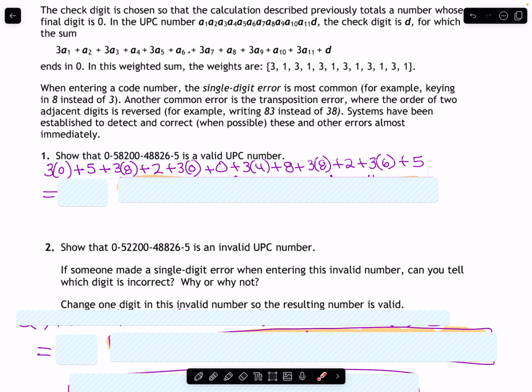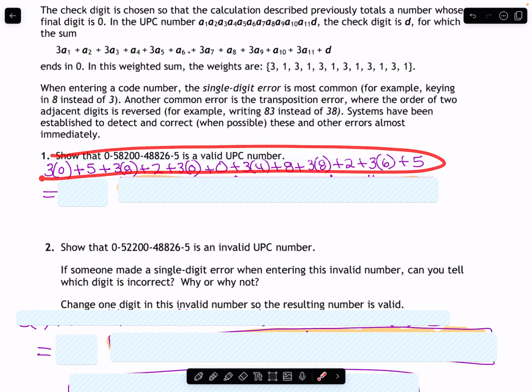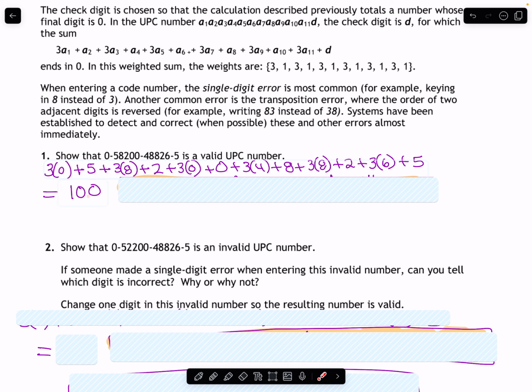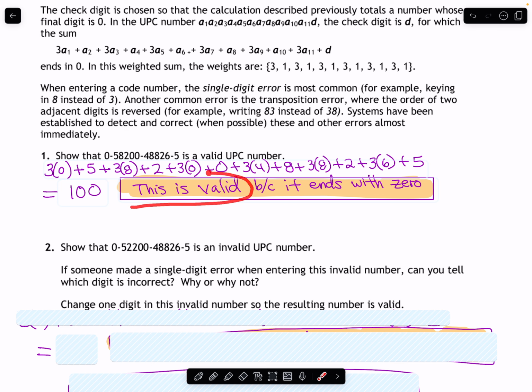You put all of this in your calculator, add it up, and your result is 100. And guess what? 100 ends in a 0. So what does that mean? It means that this is a valid UPC number, okay, because it ends with a 0.